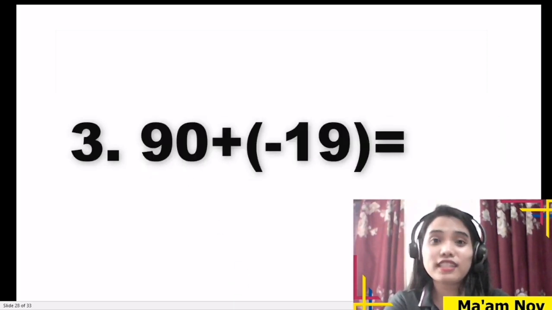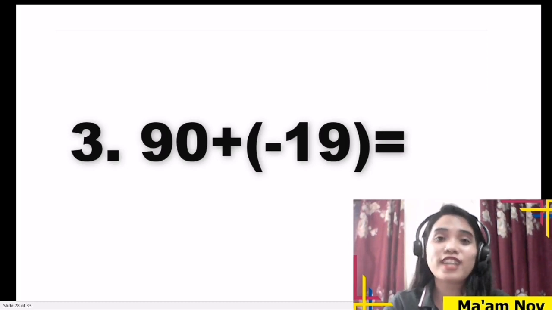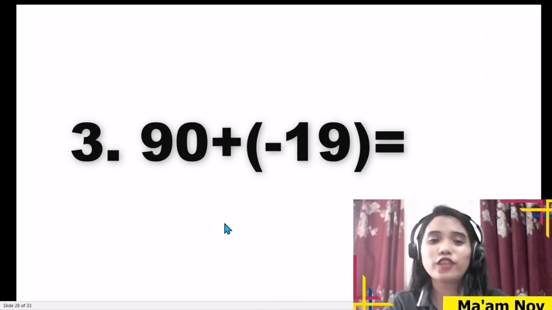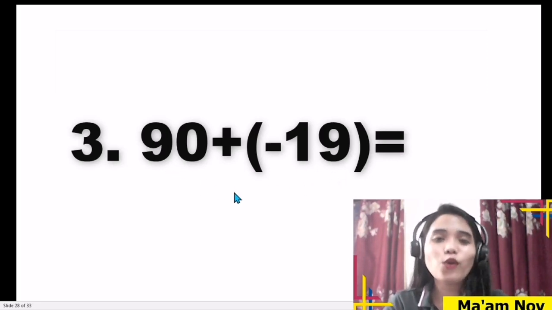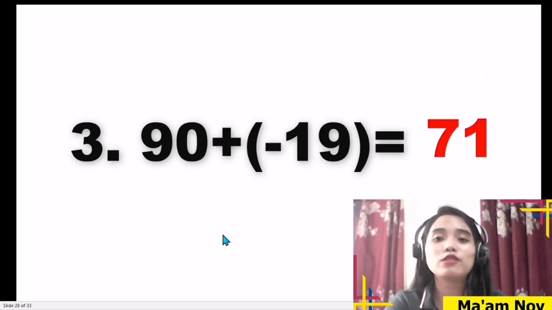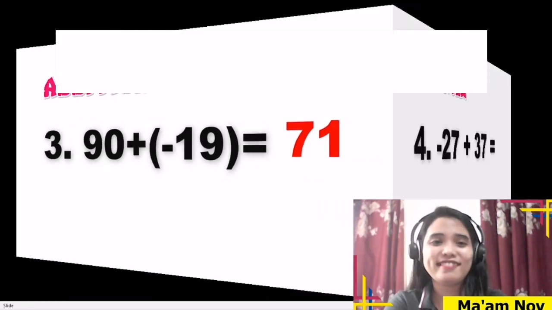90 plus negative 19. Same sign or different signs? That's right, different signs. 90 is positive and 19 is negative. So, we will subtract. 90 minus 19 is 71 and we will use the sign of the bigger number. Saan bang bigger number dyan? 90. See, 90. So, positive ang kanyang sign. So, we will use its sign. So, ang sagot is positive 71.